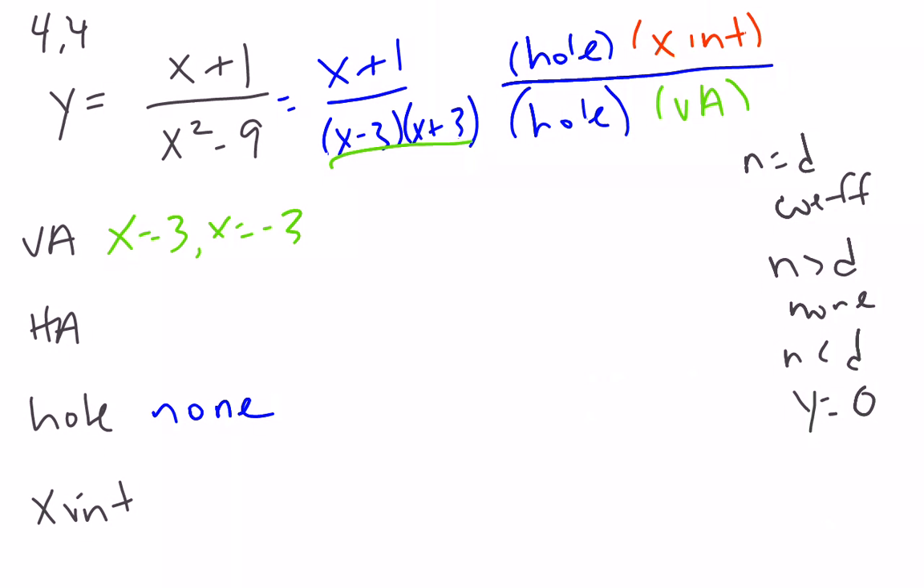My horizontal asymptote is easier to see before I factored, and I could see that my degree of the top is 1 and the degree of the bottom is 2, so that means my horizontal asymptote is y equals 0. The degree of the top is less than the degree of the bottom. The last thing are my x-intercepts, which is when my numerator is equal to 0. So that would be at negative 1.